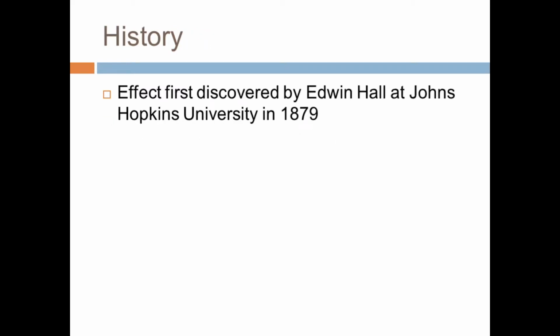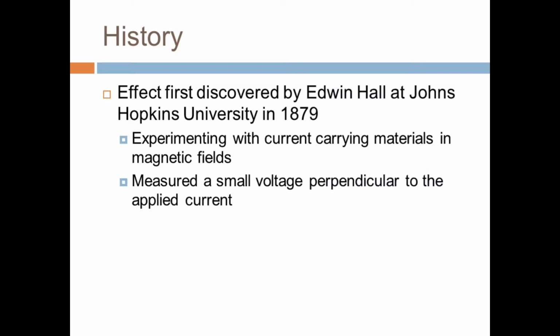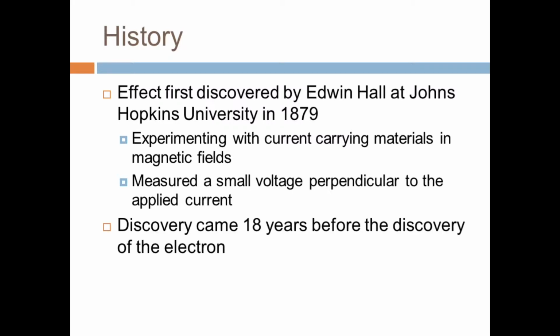The phenomenon now known as the Hall effect was first discovered by Edwin Hall in 1879 while working on his PhD at Johns Hopkins University. He was experimenting with current-carrying materials in magnetic fields and detected a voltage across the material perpendicular to the applied current. Of note is that Hall's discovery came 18 years before the discovery of the electron. The importance of this will become apparent as we discuss the theory behind the Hall effect.